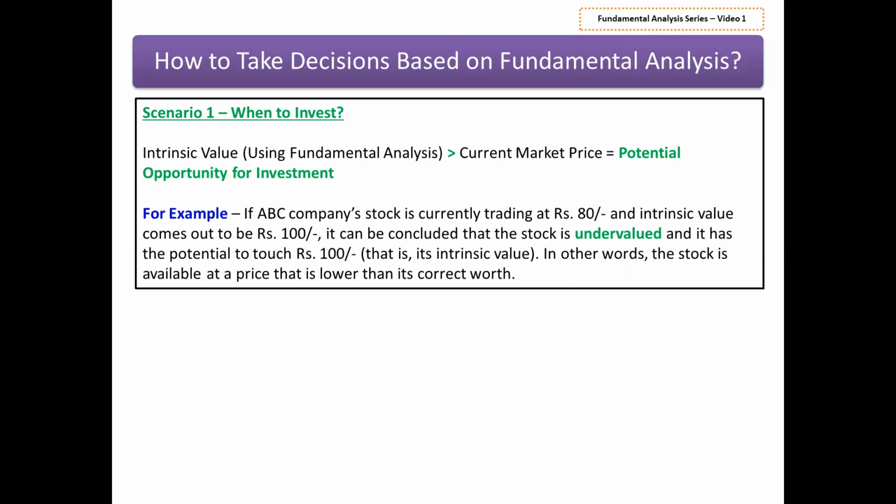In other words, you can say that this stock is undervalued and you are having an opportunity to buy the stock at a lower price, and in the future you will be able to sell it at a higher price which is equal to its correct worth. In this case, the correct worth was 100 rupees and the current market price is 80 rupees. So this stock has the potential to go up to rupees 100 from its current price of rupees 80. So we hope that this is clear to you.